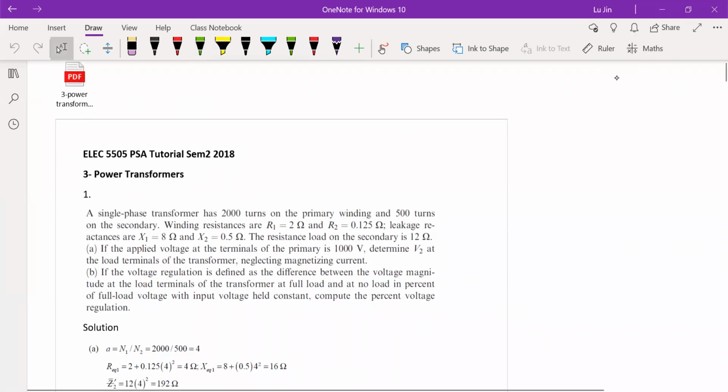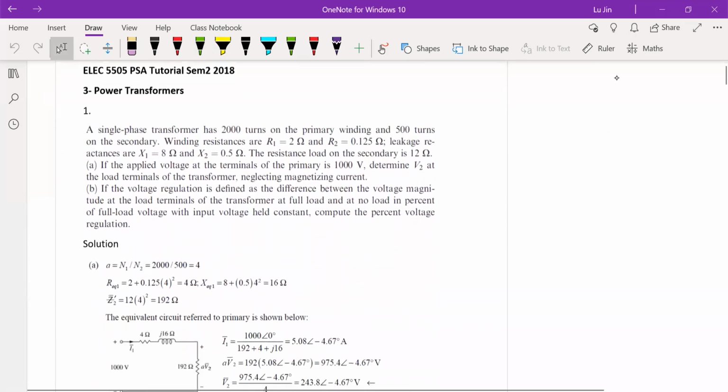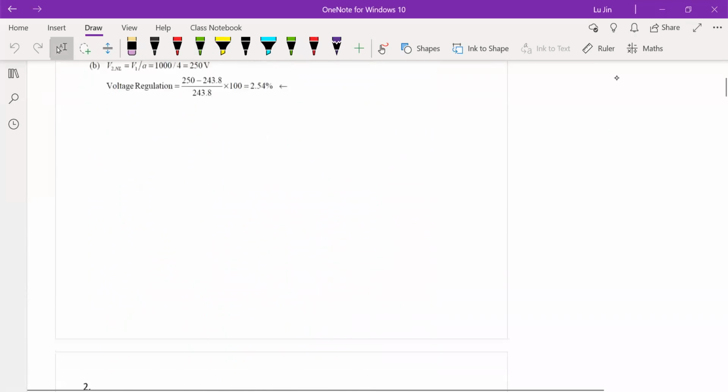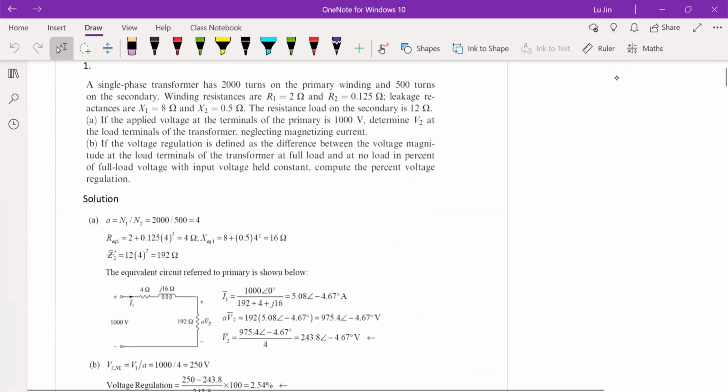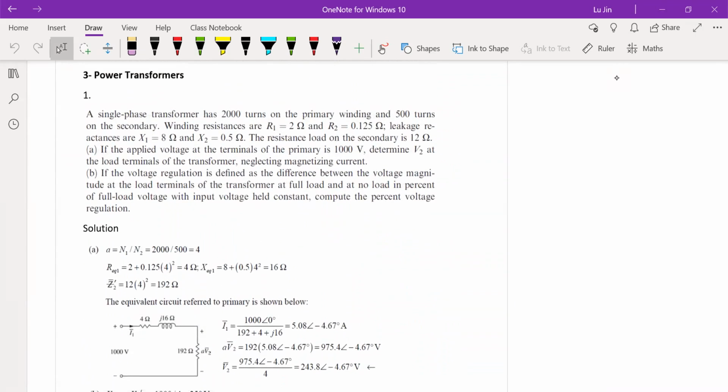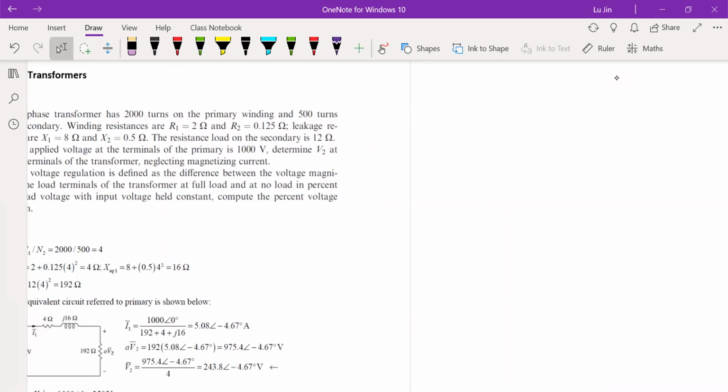Okay, this is the tutorial 3 question sheet. And today we are going to cover question number 1 and question number 2 only. Okay, for question number 1, we have a single phase transformer with 2,000 turns on the primary side and 500 turns on the secondary side. So let's draw this thing up. Okay, so we have a transformer. It looks like this. And on the primary side, we have 2,000 turns, and on the secondary side, we have 500 turns.